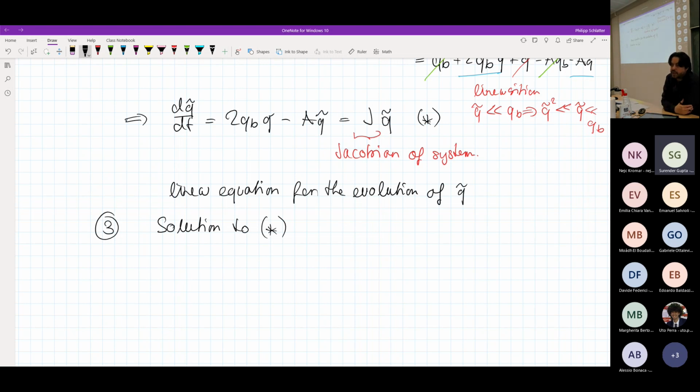And of course now it's a linear ordinary differential equation. The solution of this equation can actually be written quite nicely, in closed form. We have dq dt is j times q. J is constant. Well, what do we get? It's actually just an exponential, as simple as that. So in this case, it would be e to the 2qb minus a times t times some initial condition q tilde 0. Right? So the exponent here is exactly our Jacobian of the system. Maybe I can write that here. So the j here is actually 2qb minus a. So the exponent is just the Jacobian. So e to the jt times the initial condition.